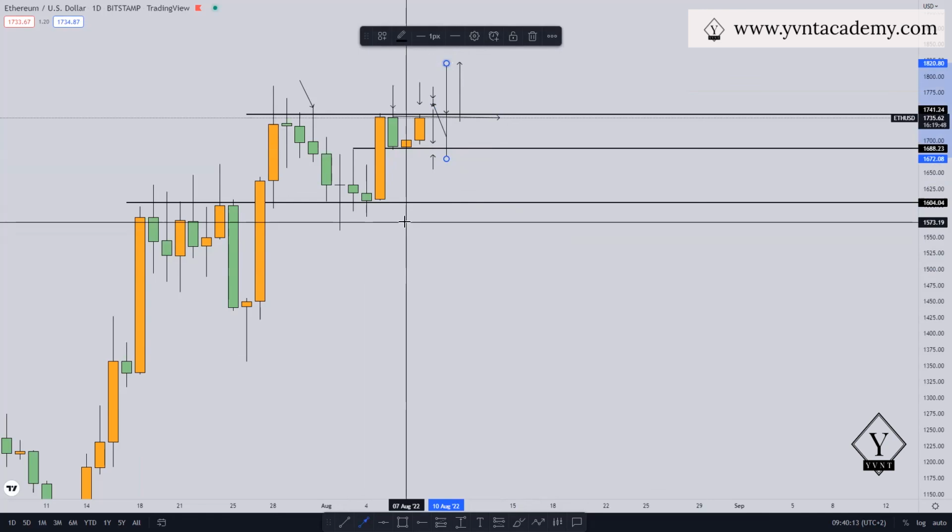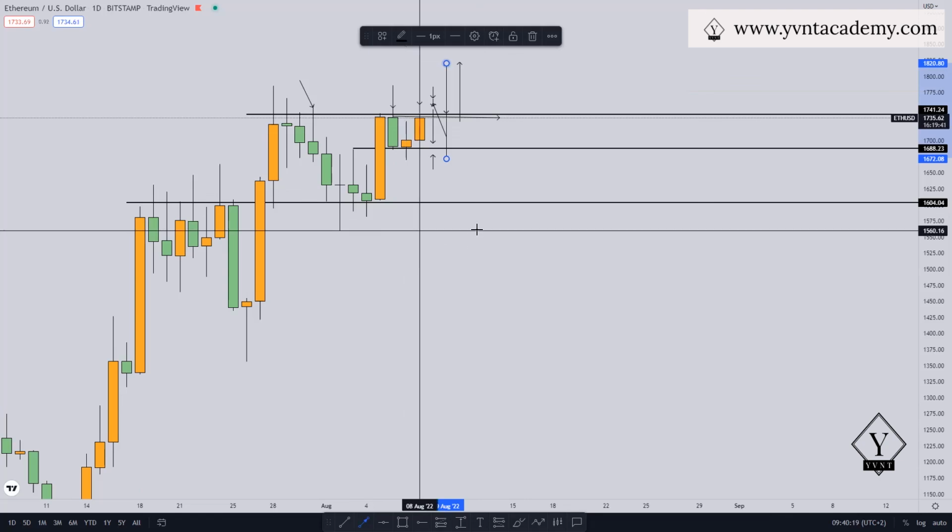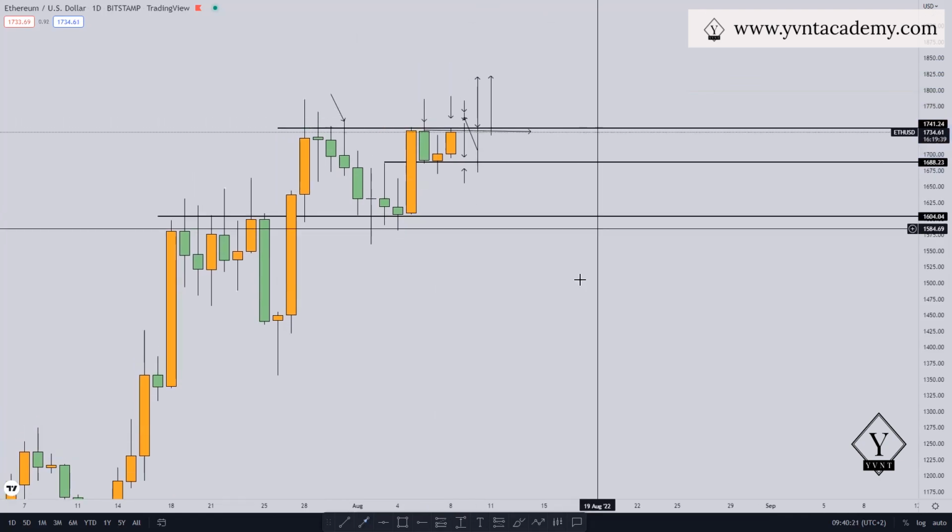So please make sure that you are able to manage your trades, and you stick to your plan, guys. Don't target unrealistic targets.